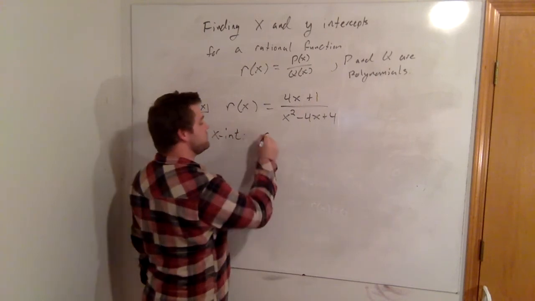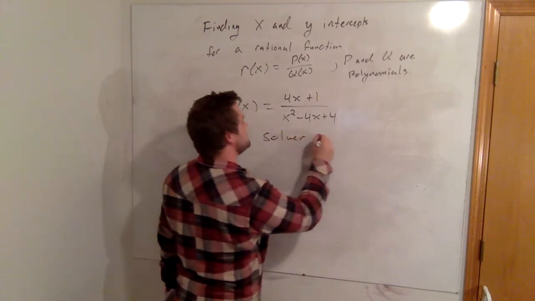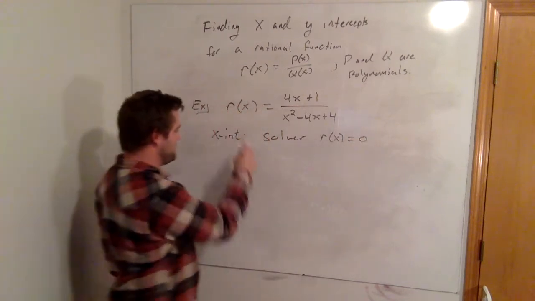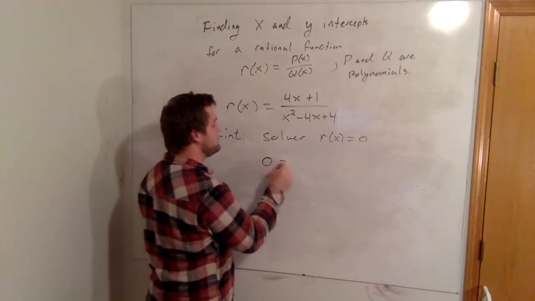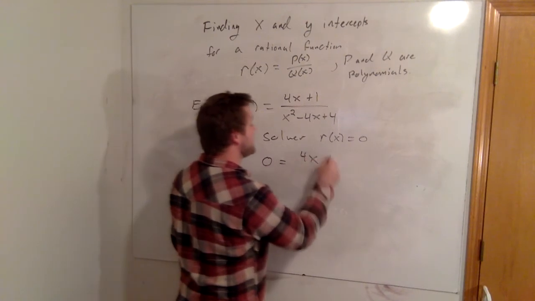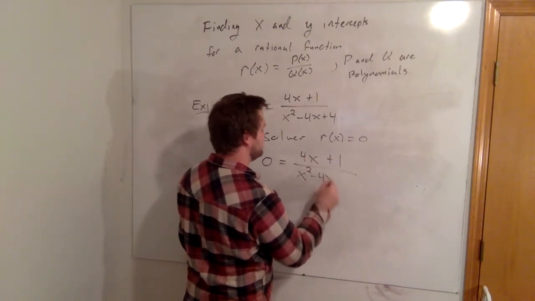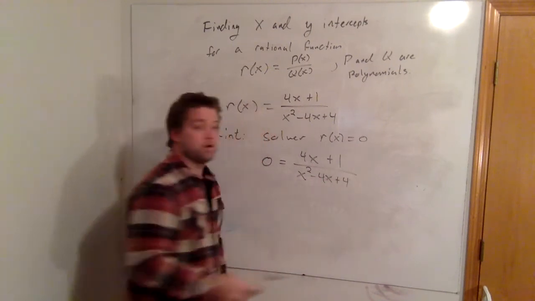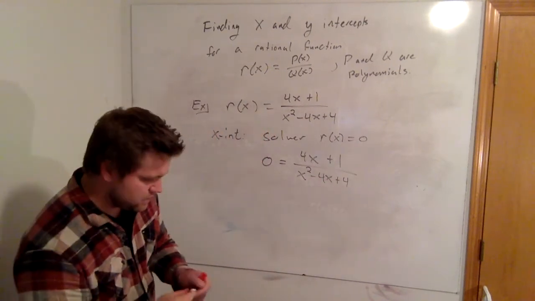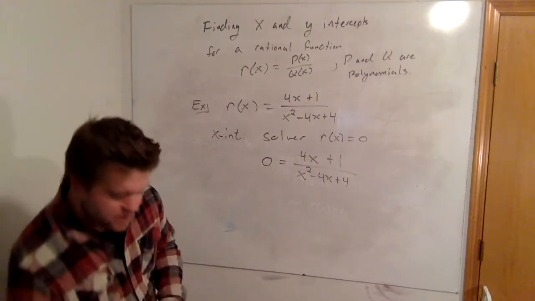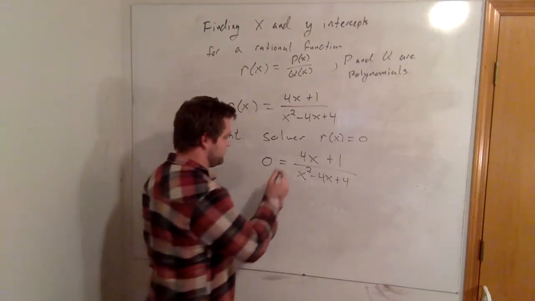So to find our x-intercept, we want to solve r of x being equal to 0. Okay, so let's go ahead and set this up. So I need to solve the equation 0 equals 4x plus 1 all over x squared minus 4x plus 4. Okay. So how are we going to solve this equation?